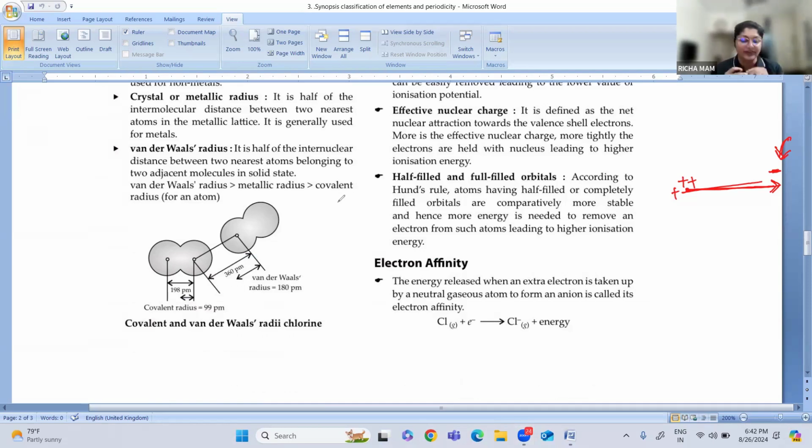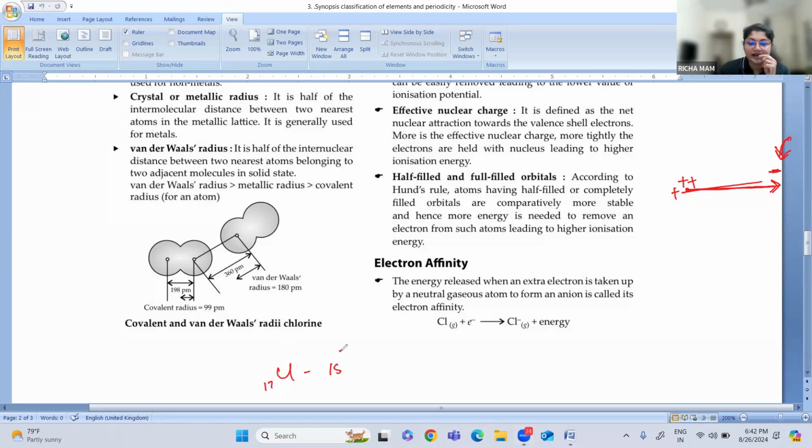Ionization enthalpy is different and electron affinity is different. Electron affinity is the energy which is released when you are adding an extra electron to the neutral gaseous atom. Suppose chlorine, atomic number 17.